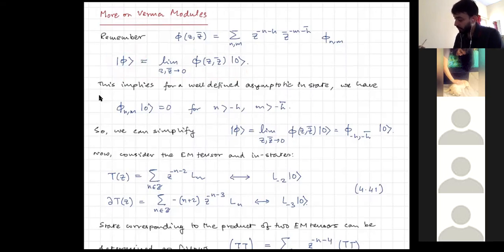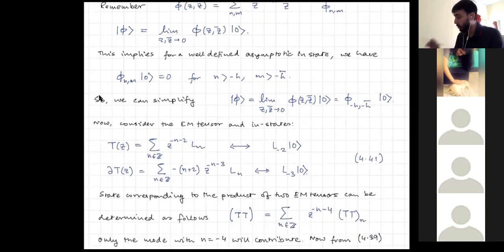Now, if you want this to be well defined, let's act with the modes, and that means that phi_{nm} acting on the vacuum has to be 0 when n is greater than minus h and m is greater than minus h bar. So we can simplify and write phi as phi_{-h, -h bar} acting on the vacuum |0>. Because the higher ones will have factors of z, and when you take the limit of z going to 0, that will just drop off. And we have also encountered this. So what you're left with is just one field.